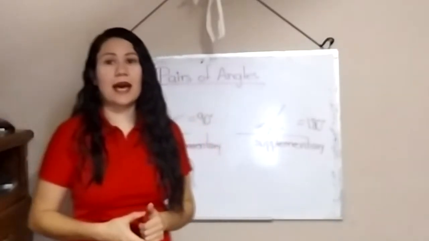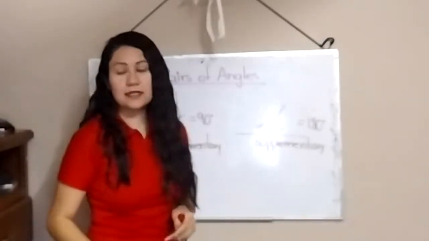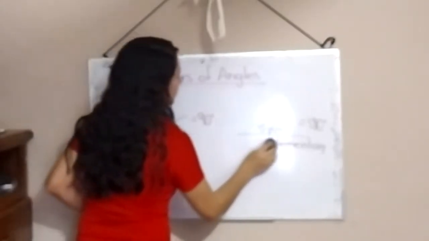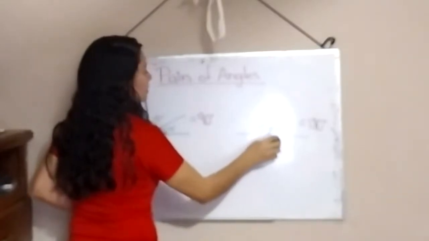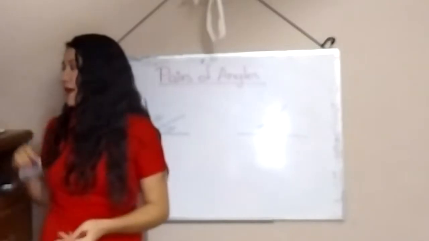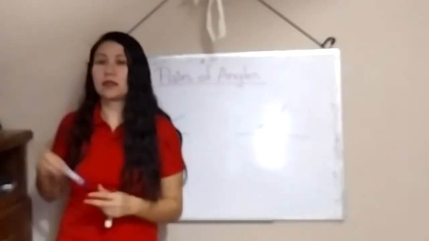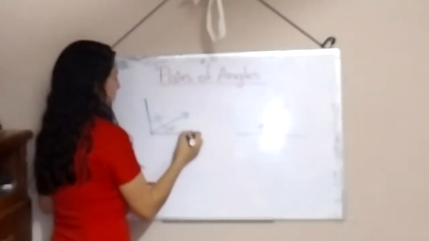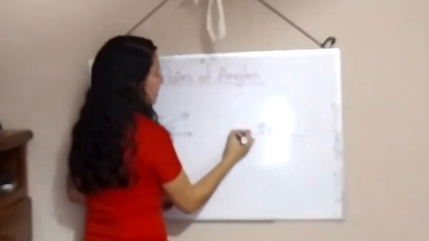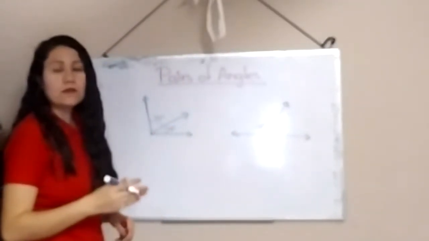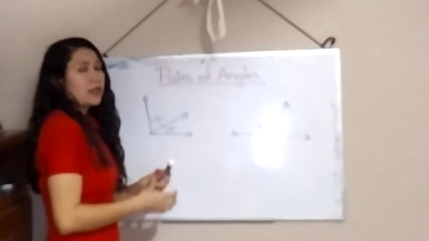Next we will go to adjacent angles. Adjacent angles are angles that are right next to each other. These examples that we have in here can be considered adjacent angles. Why? Because they share one side in common. Adjacent angles share one of their rays, or one of the sides, with each other.